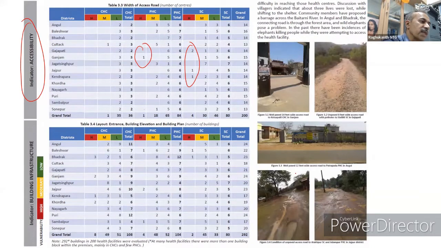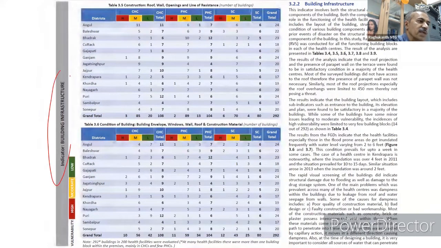Then the building infrastructure: we have CHC, PHC, SC, where vulnerability is high, which means it is the most dangerous. You can see in Bhadrak, three places are highly vulnerable. We have identified which hospitals require an immediate repair strategy. Then the building envelope: windows, wall, roof and construction material. These are the very high ones, with 12 PHCs, and the SCs are the sub-centers.